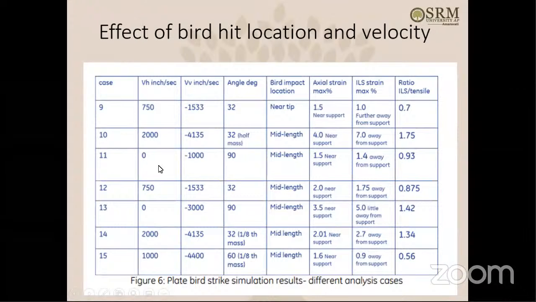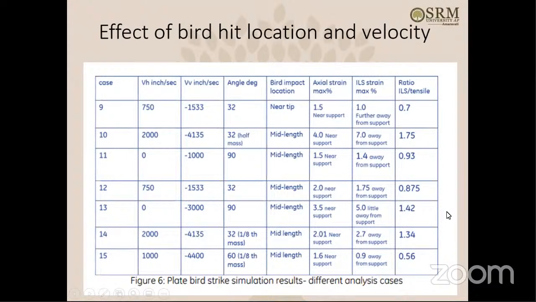Some more cases were tried, as you can see here. Here also velocity is varying, different velocities are tried, and angles also vary. Sometimes the angles are 32 degrees, sometimes 90 degrees, sometimes 60 degrees, and the mass of the body also varies. Based on all these cases, you can see the ratio is also changing. In some cases, out of the bird mass, the ratio is going higher, 1.75, which is good. Here again 1.42.